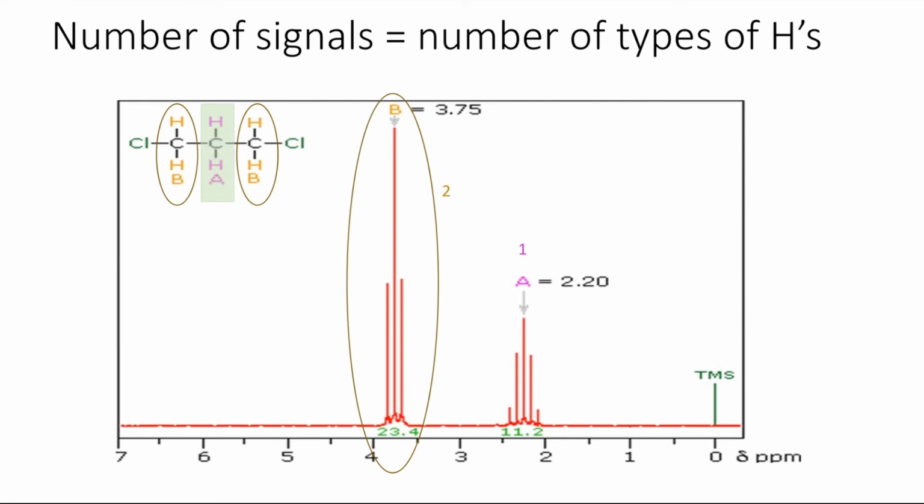In this green box, we have a second type of hydrogen, and its signal is shown here. So indeed, with 1,3-dichloropropane, we have 2 hydrogen types. We find 2 signals for its respective NMR spectra.